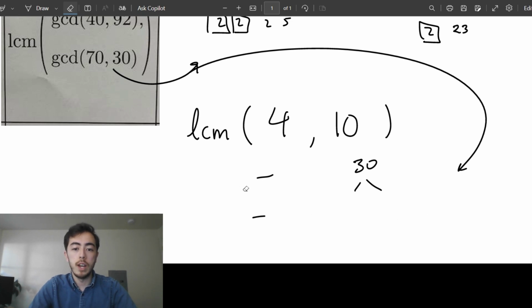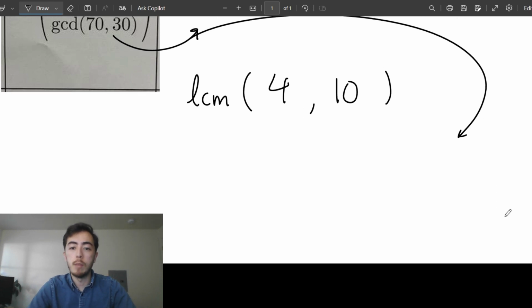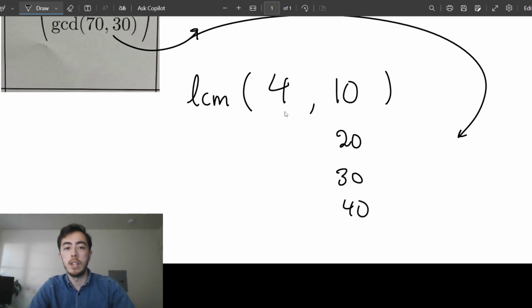So now we need to find the least common multiple of 4 and 10. A multiple is just another number you get when counting by the original number. So 10 is a multiple of itself. The next few multiples are 20, 30, 40. 4 is a multiple of itself. The next few multiples are going to be 8, 12, 16.